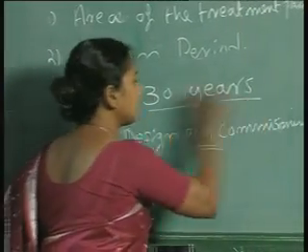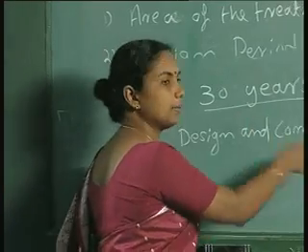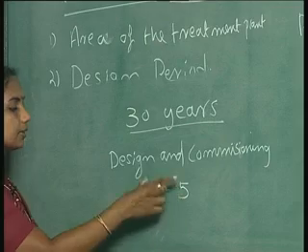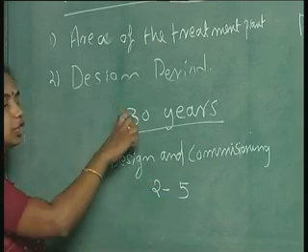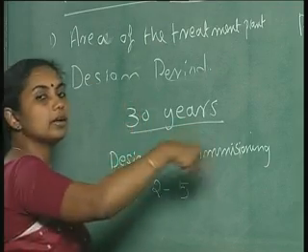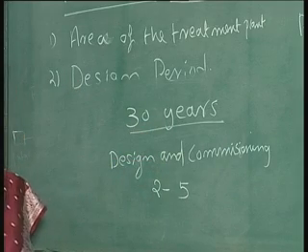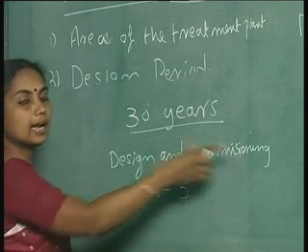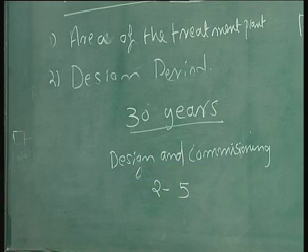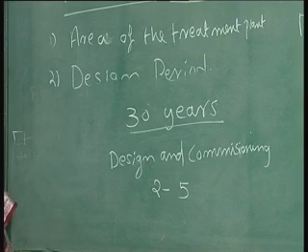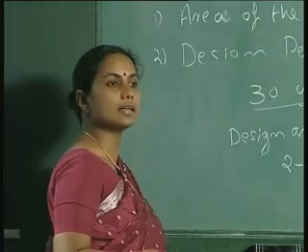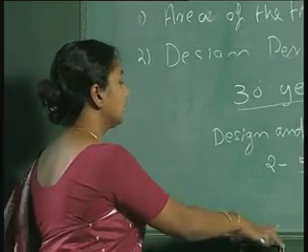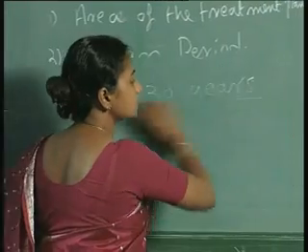So, if you have a design period of 30 years, and your design and commissioning period usually varies from 2 to 5 years, this time also should be added to the design period whenever we predict the population. So, whenever we talk about the design period, plus the design and commissioning period, both things should be included. That is what is meant by the design period, and I have already mentioned that the design period for various units will not be constant, it will be varying, and the variation depends upon various parameters.